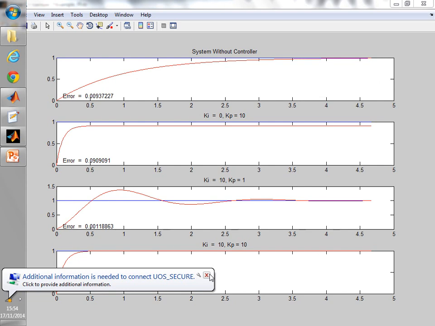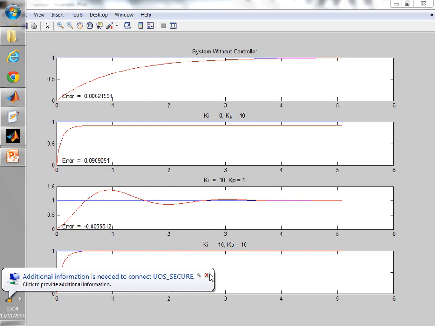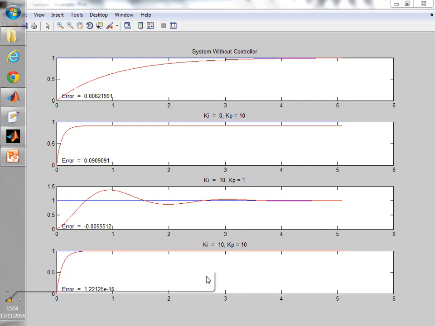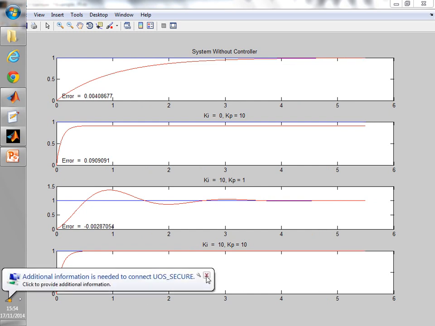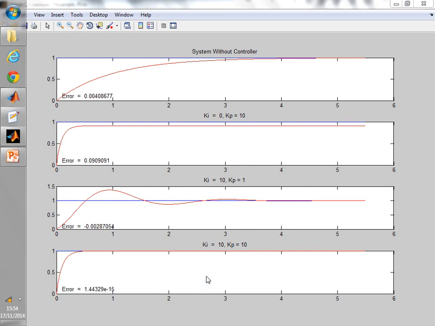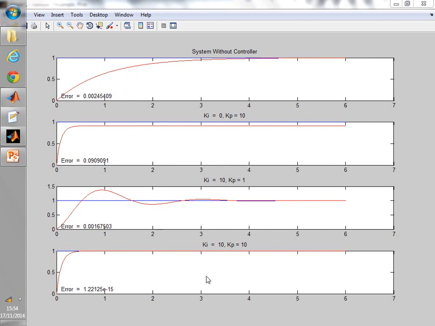But I want to have a better response. What do I mean by a better response? For example, I want to have a faster response. Here, I just use the proportional controller, Ki is 0. Here, I have a Ki and Kp. The coefficient of the Ki is much bigger than Kp. Here, Ki and Kp are almost the same.